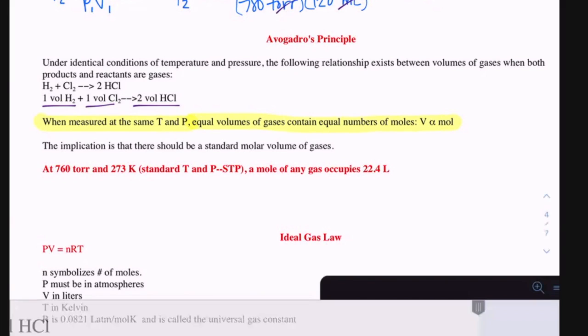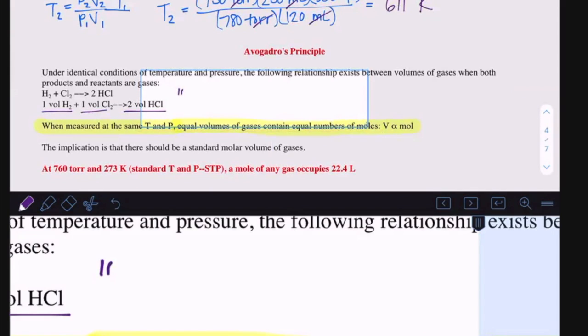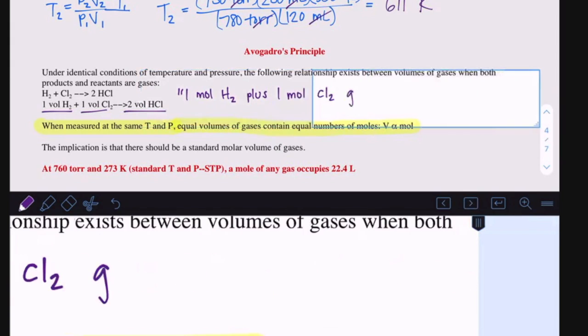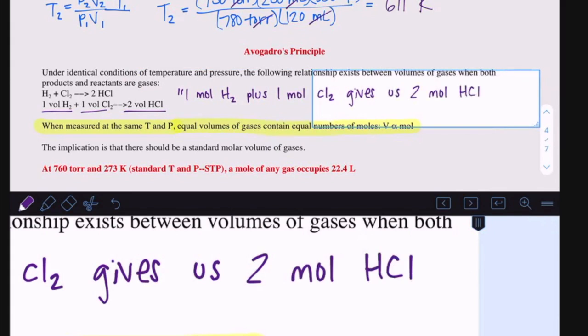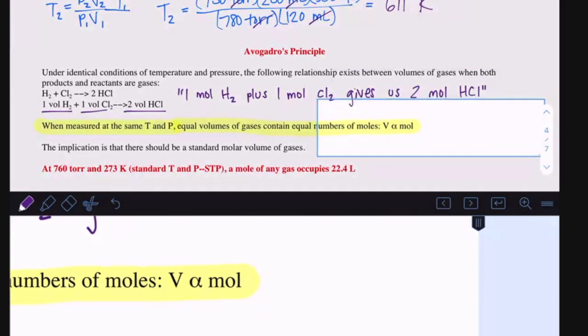So that's what this is telling us. All right, and I can even write as a little reminder over here also that 1 mole H2, and I'm just writing out in words what I said, plus 1 mole Cl2 gives us 2 mole of HCl. So that's what we already knew, right? And now Avogadro's principle is telling us down here, this new part, that we can exchange that word mole for volume.